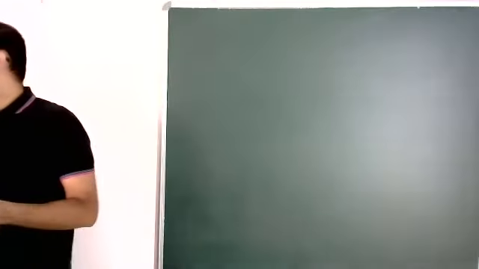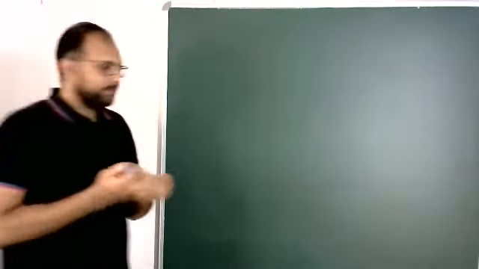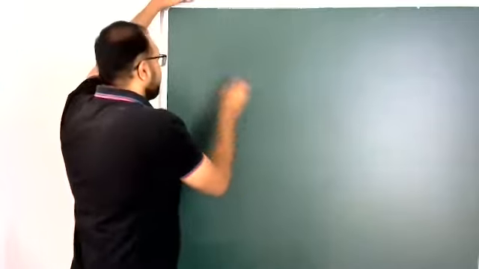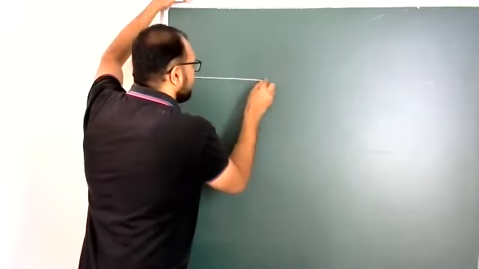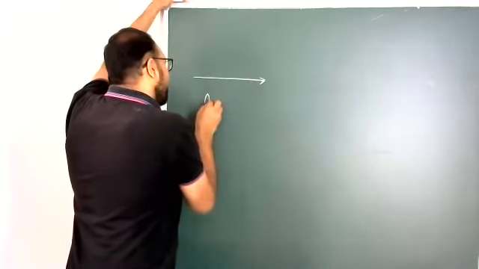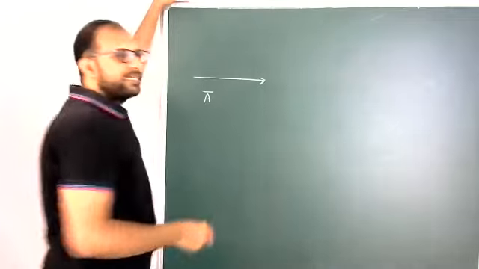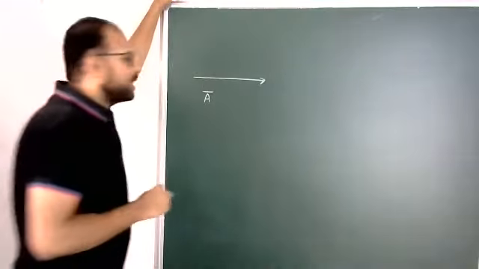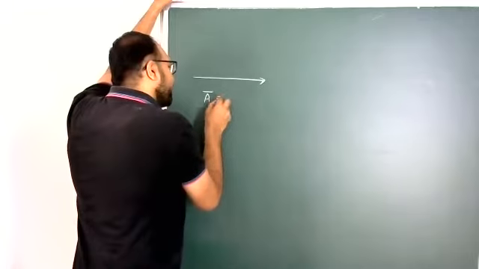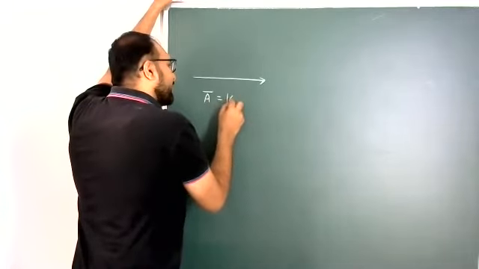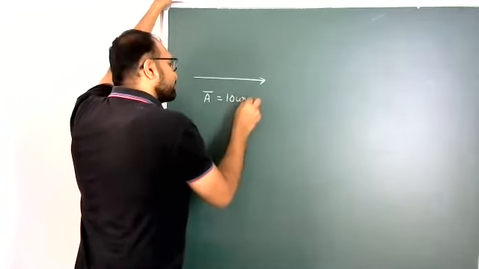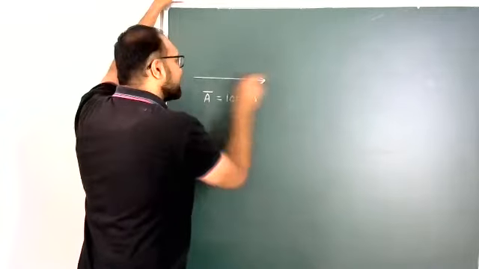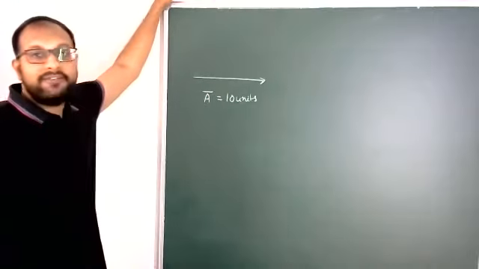Yes, now come to another topic. This is vector A bar. This vector A bar has 10 units and the direction is like this. That is the vector A bar.